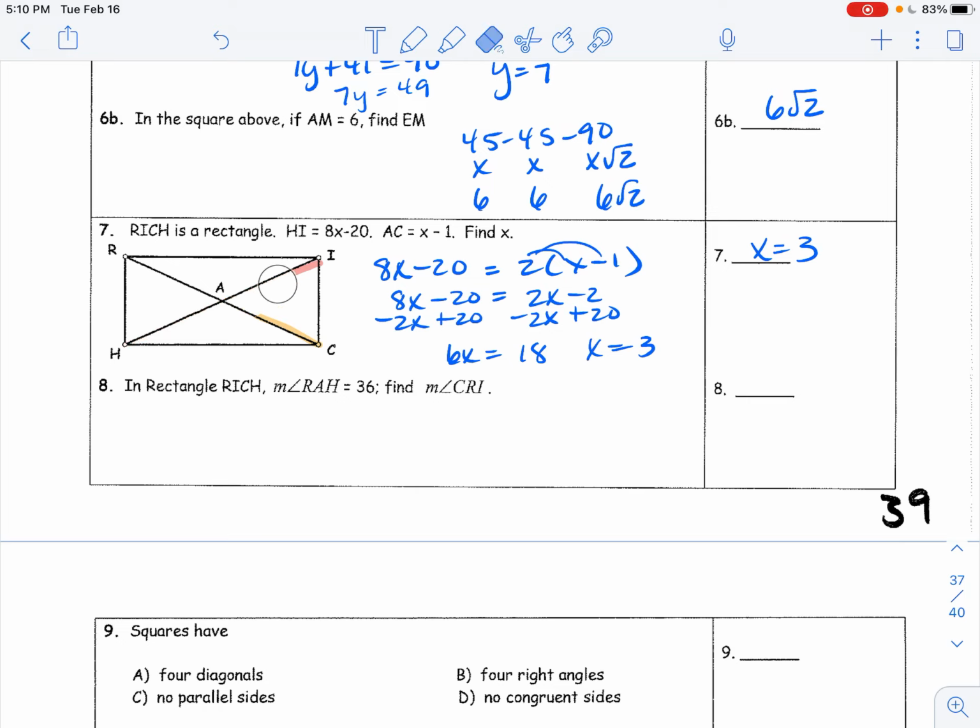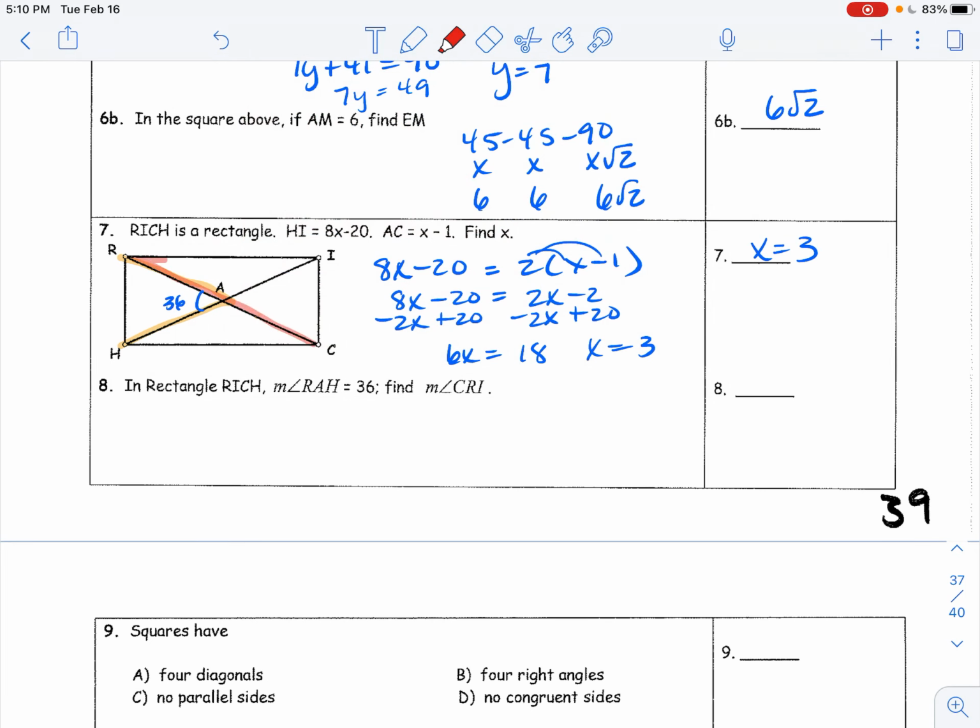And rectangle RICH, measure of angle RAH, so let's see what that is. RA to H, this angle right here, is 36 degrees. Find the measure of CRI.